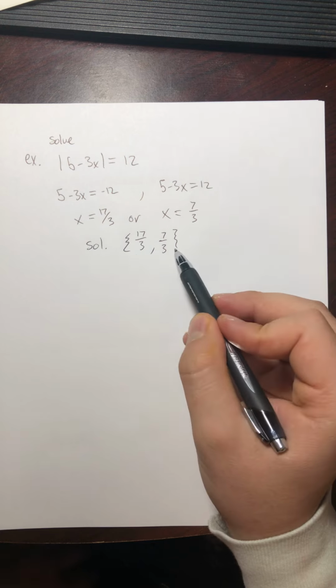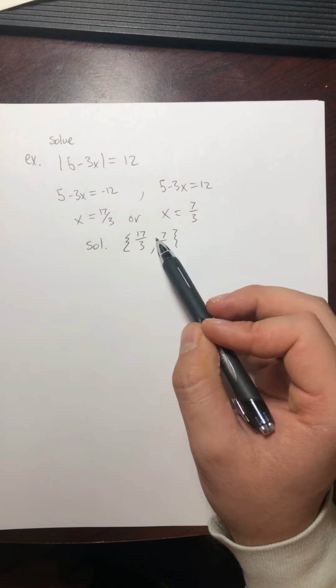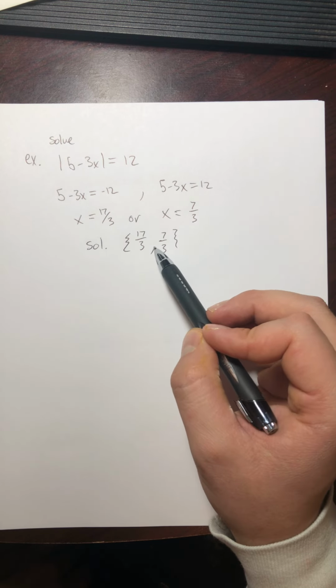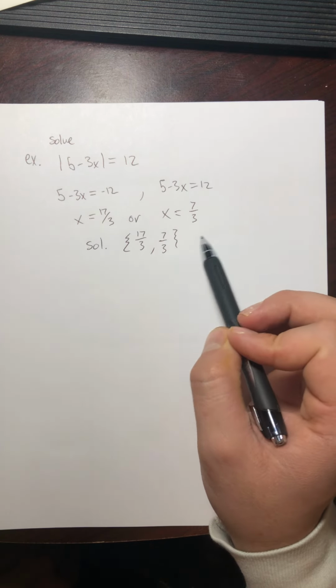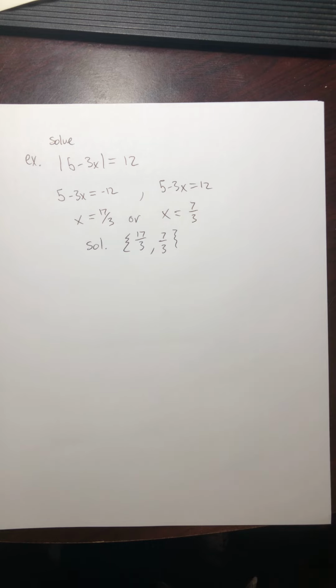So remember, set builder notation is just a list of elements, so this doesn't necessarily have to be in order. 7/3 is less than 17 over 3, but remember, in set builder notation for a finite set, you're listing elements, whereas in interval notation, you are writing an interval as it lies on the number line.